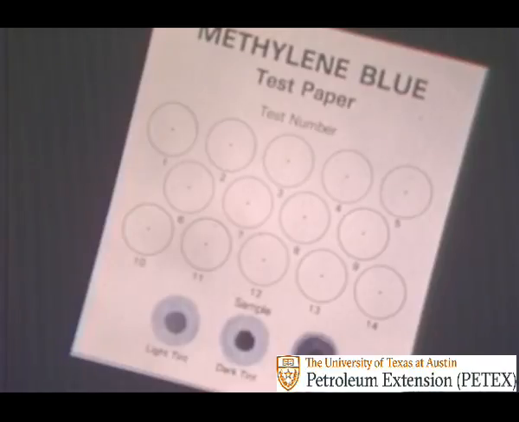Many additional tests may be run. For instance, this is methylene blue test paper. It is used to measure the amount of drilled solids and the bentonite clay content of the mud by comparing a number of tests with the sample at bottom.